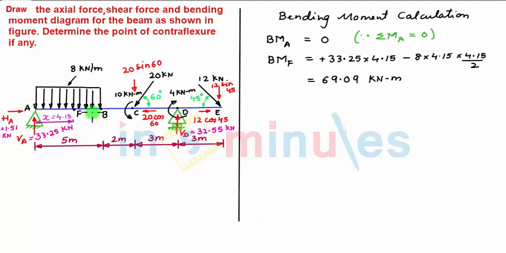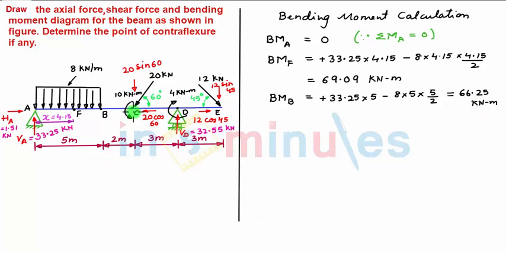Next we calculate bending moment at B. Again, if we see the left hand side of the section, we have a clockwise moment due to this vertical support reaction. So we have plus 33.25 multiplied by a distance of 5 meter. Then there will be an anti-clockwise moment due to the whole UDL, whose magnitude will be 8 multiplied by 5, and it will be acting at the center of this span, that means at 2.5 meter from point B. So we have minus 8 into 5 into 5 by 2. So bending moment at B comes out to be 66.25 kilonewton meter.